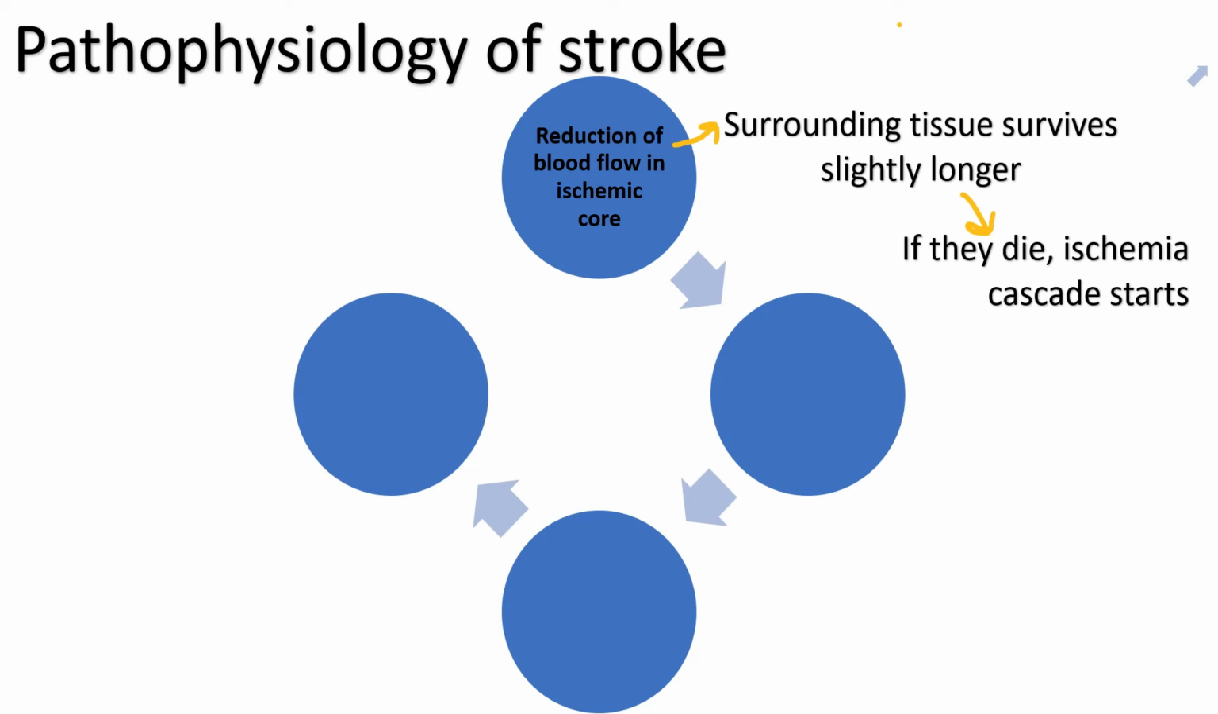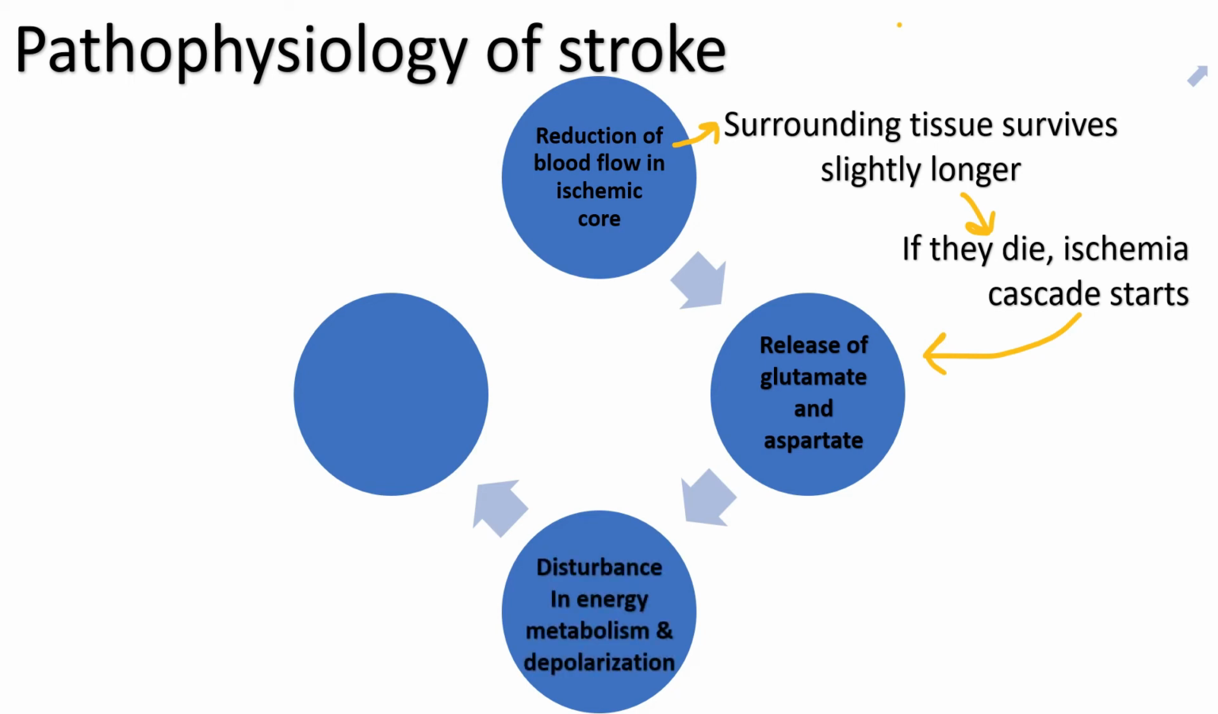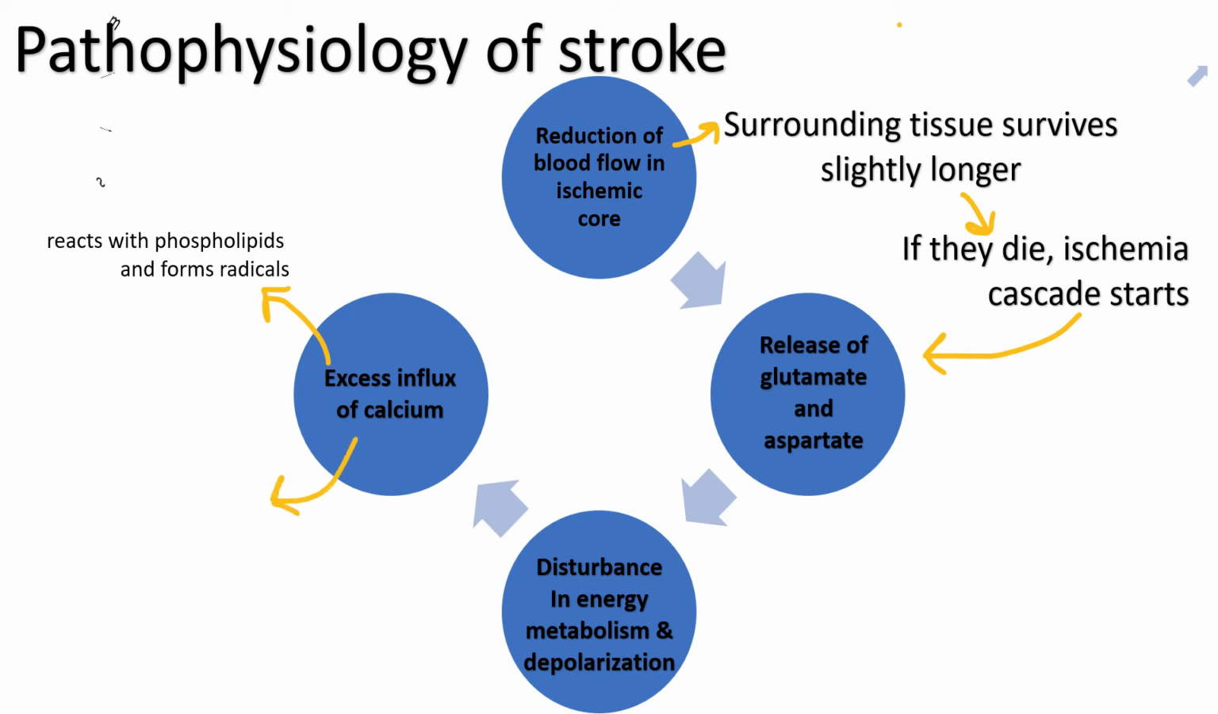The cascade begins by release of glutamate and aspartate. Next, this leads to disturbance of energy metabolism and anoxic depolarization. The brain is unable to produce energy, particularly ATP. There is excess influx of calcium ions that reacts with phospholipids and forms radicals. Calcium also stimulates release of nitric oxide and cytokines. Both these mechanisms further damage brain tissue.